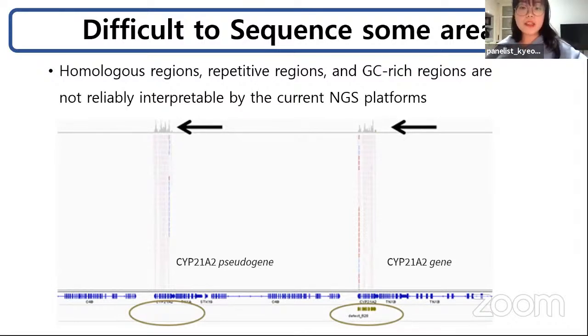For example, in this figure, the right side shows the target gene and the left side shows the pseudogene. As you can see, a similar number of sequencing reads are being mapped to the pseudogene as to the real gene. Therefore, these reads would have a low mapping quality score.